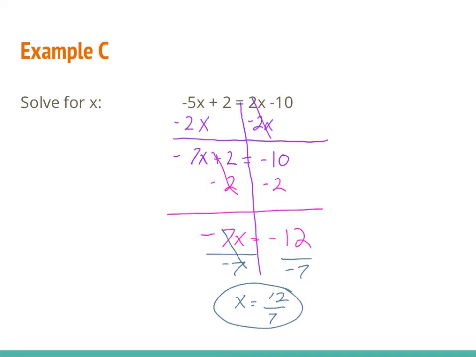I'm going to leave my answer as an improper fraction. Do not attempt to turn it into a mixed number. That's not what we need to do because it is not a word problem. That's the only time that you really need to use mixed numbers going forward. And let's go ahead and look at practice number 1.